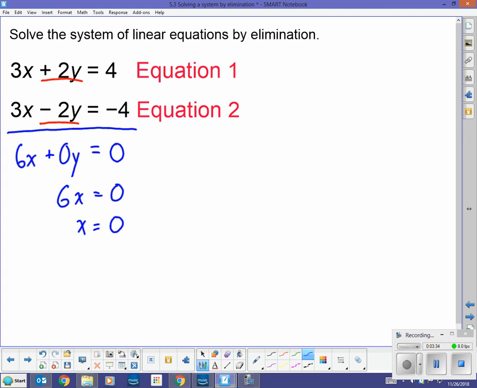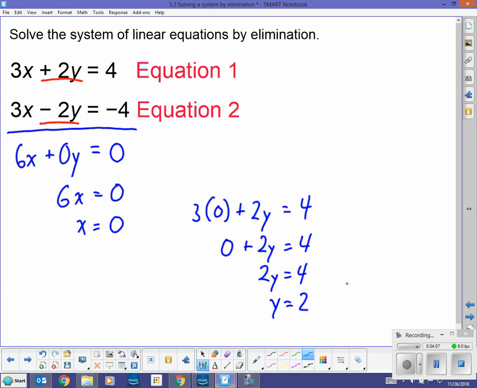So if x equals 0, I can plug into one of these original equations. It doesn't matter, I'll do the first one. 3 times 0, that's 3 times x, plus 2y equals 4. So 3 times 0 is 0. And 0 plus 2y is just 2y. So 2y equals 4. So y equals 2. So my ordered pair here is going to be (0, 2). That's my solution to this system of equations.